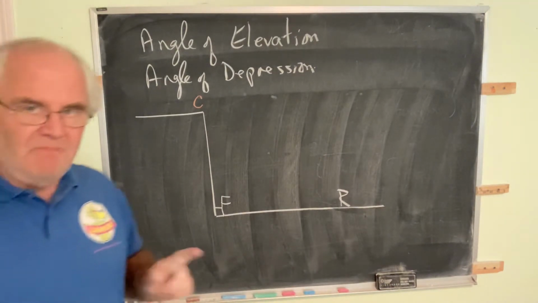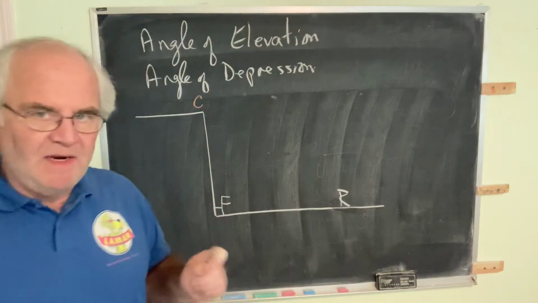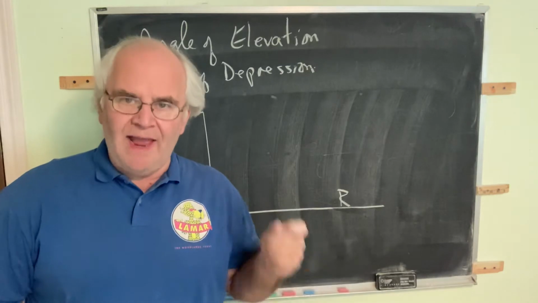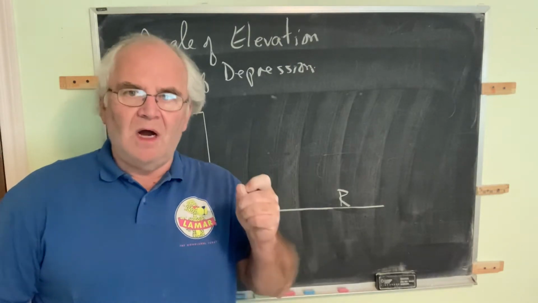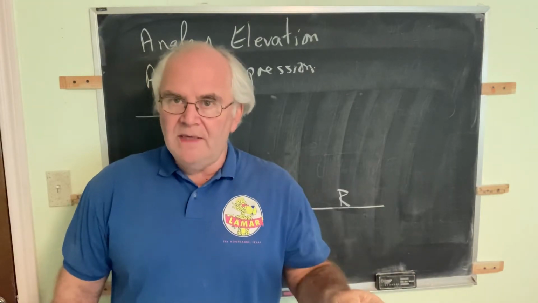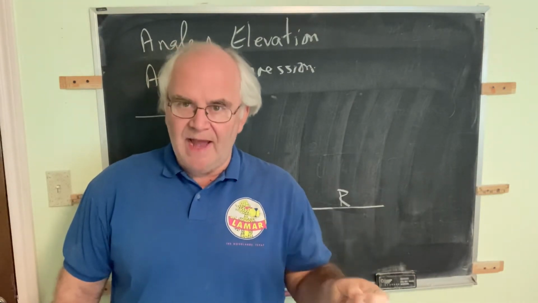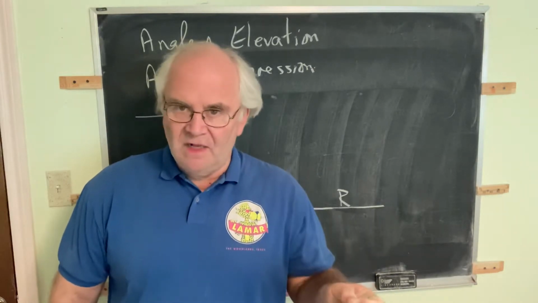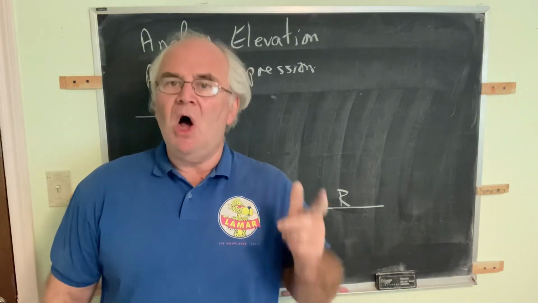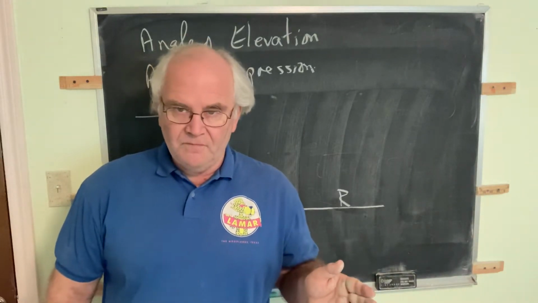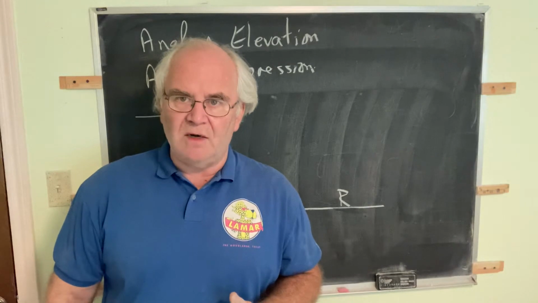Now, here is the big deal. The big deal of the day is this. Angle of elevation and angle of depression are, wait for it, always measured against the horizontal. Angle of elevation, angle of depression, always measured against the horizontal, never the vertical.